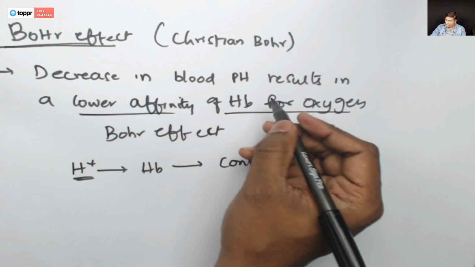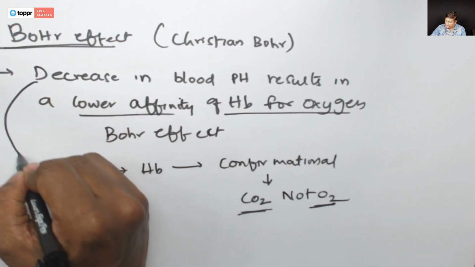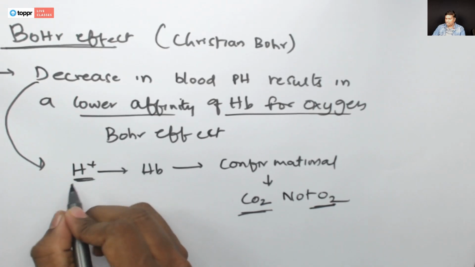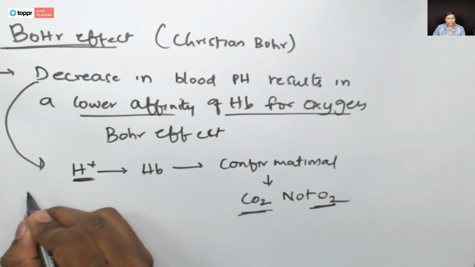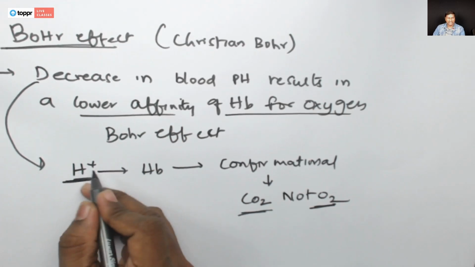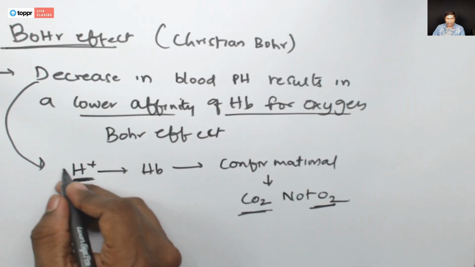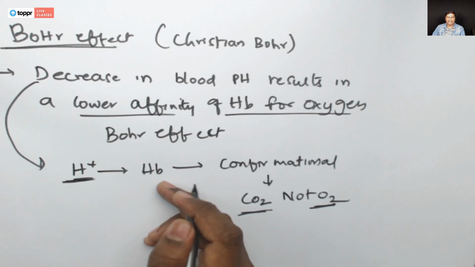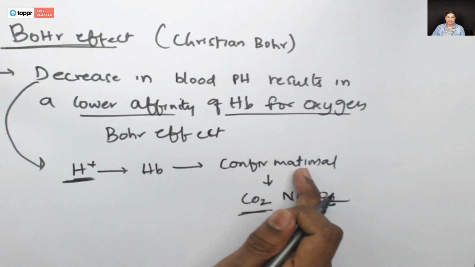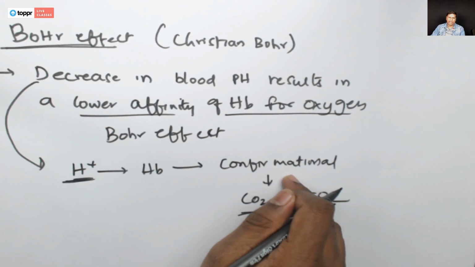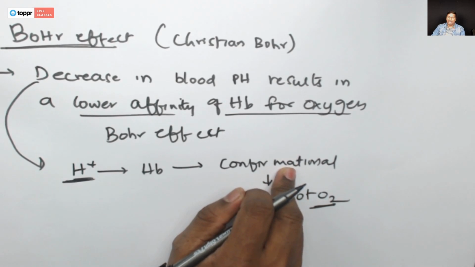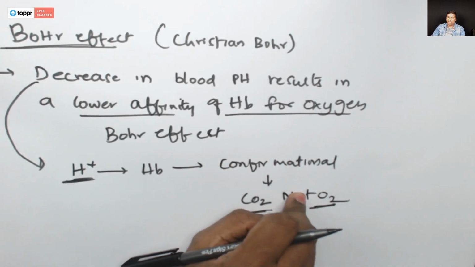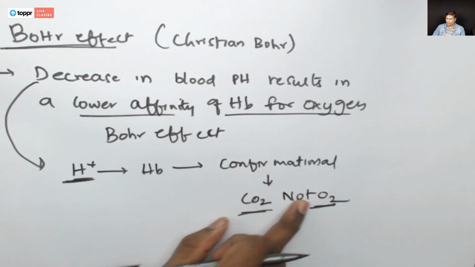And when you say decrease in pH, decrease in pH is becoming more acidic. More acidic is more H plus ions. When you have more H plus ions, those H plus ions will bind to the hemoglobin and cause a conformational change, and this is the reason why the affinity between the hemoglobin and the oxygen is reduced. Okay, so this is your Bohr effect.